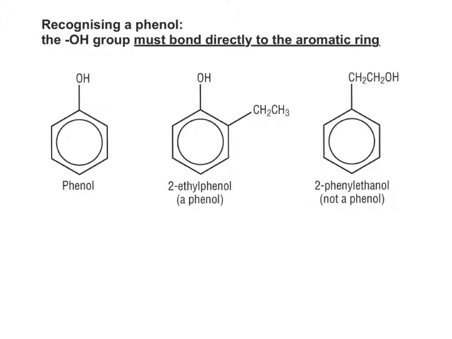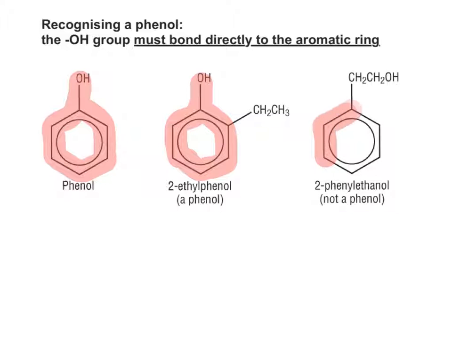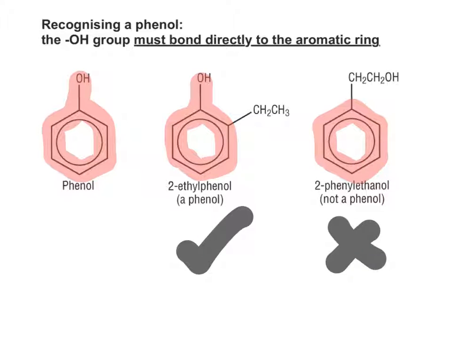So if you're looking at a structure and you're trying to work out whether it's a phenol or not, all you have to do is see if there's an OH group attached to the benzene ring directly. So the first two have an OH group attached directly to the benzene ring, like so, but the third one doesn't. So the third one is not a phenol, but the first two definitely are phenols.